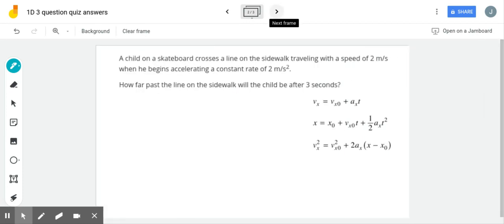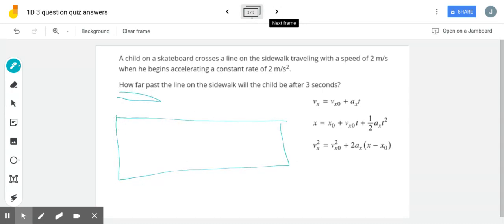The second one, and I'm going to do this independent of what I just did. I'm not going to draw the line on the sidewalk again. You guys saw that. But I'm going to do this without knowing what the speed would be. So a child on the skateboard crosses a line traveling with a speed of 2 meters per second and begins to accelerate at a constant rate of 2 meters per second squared. That's the same. Now we want to know how far past the line will the child be after 3 seconds.